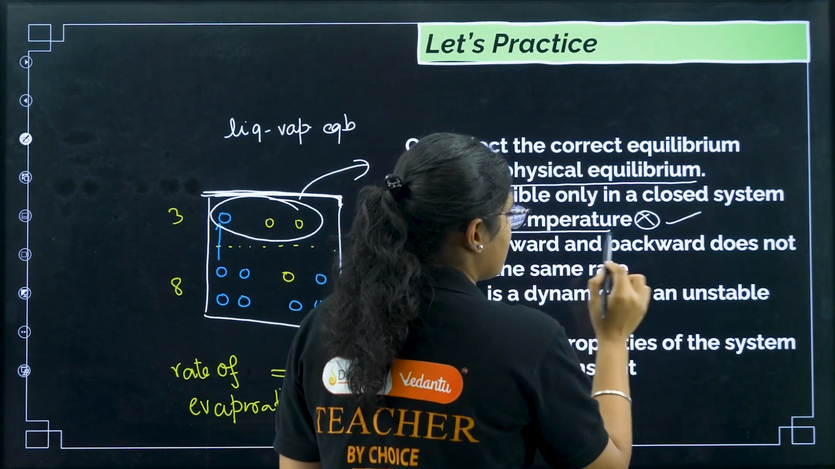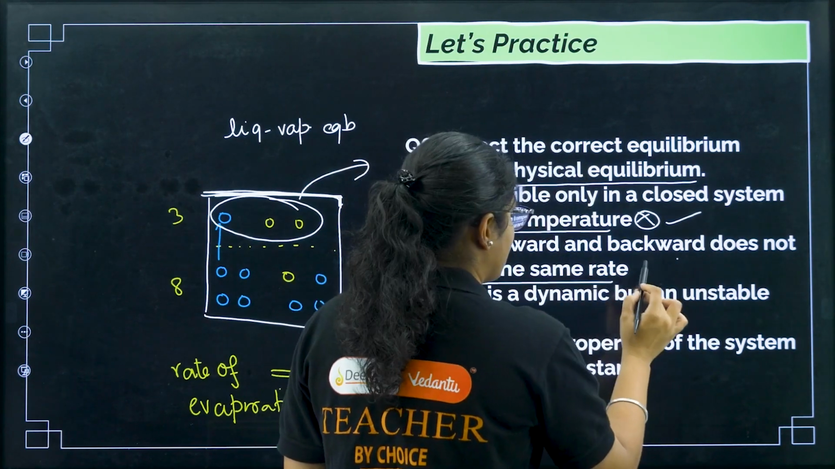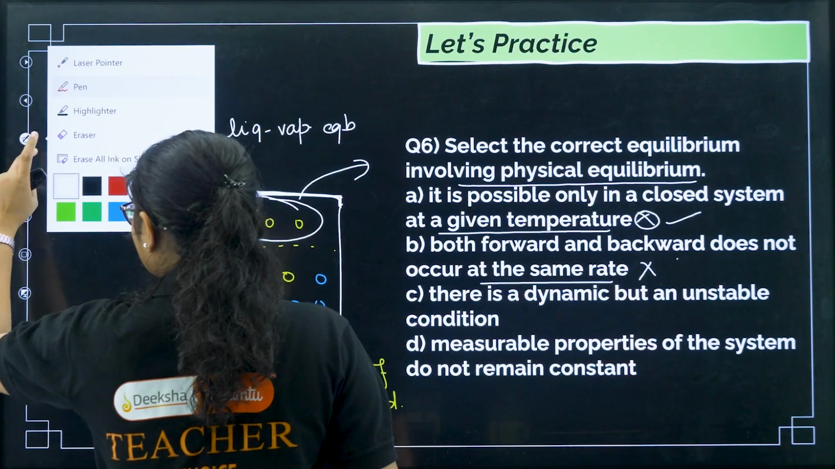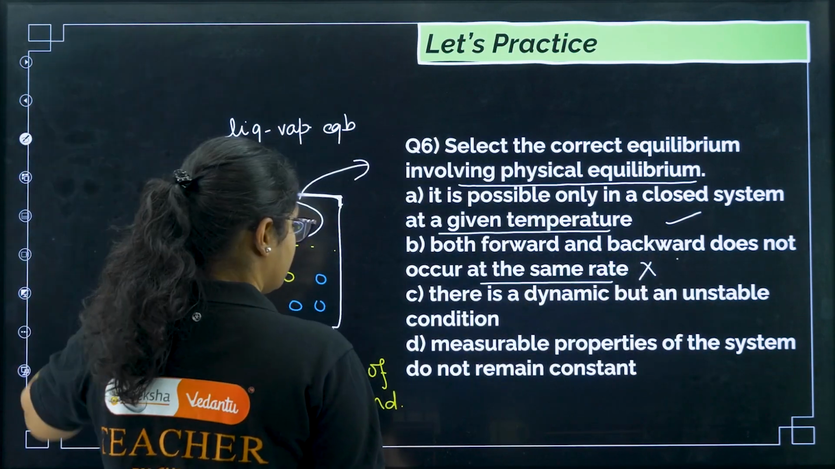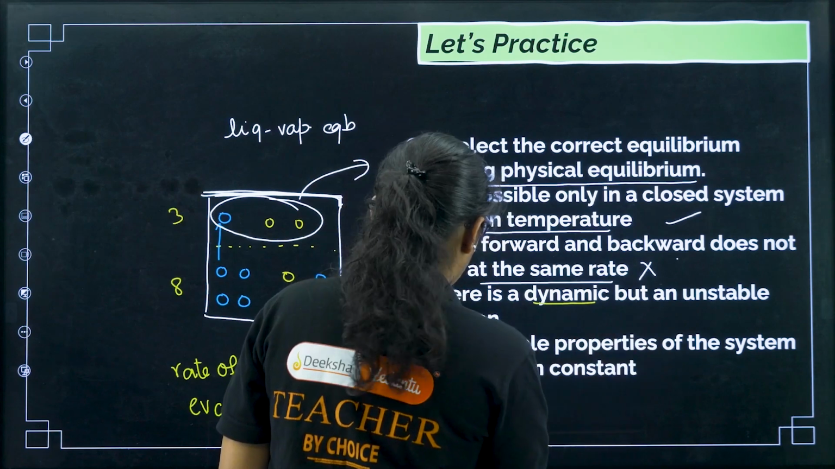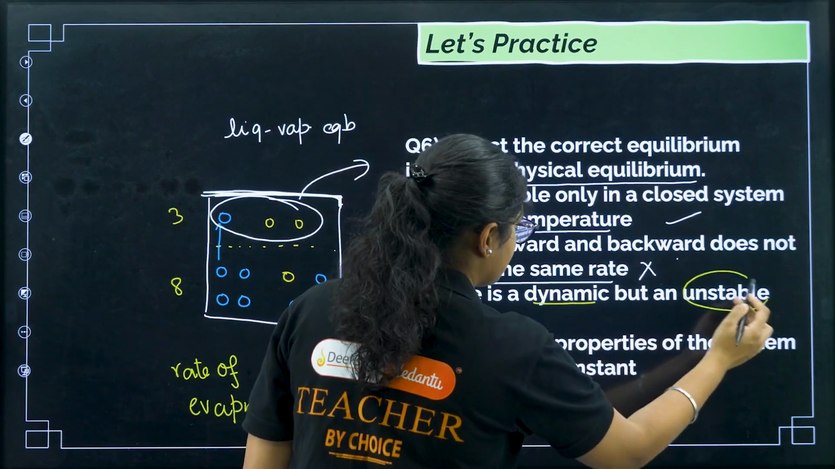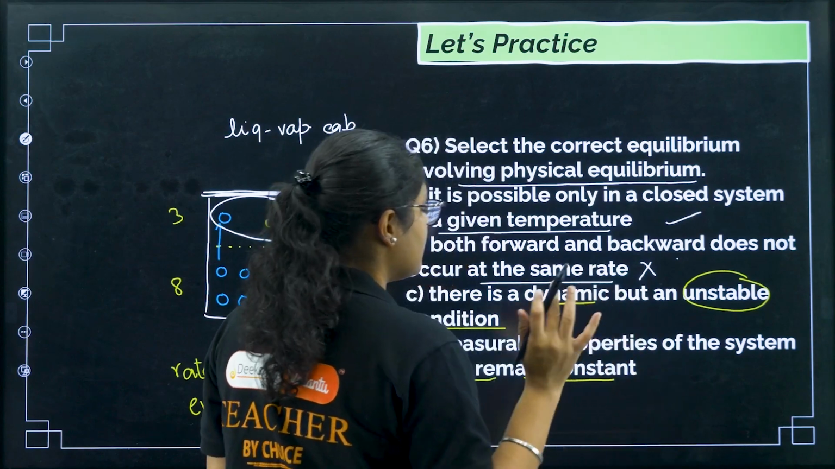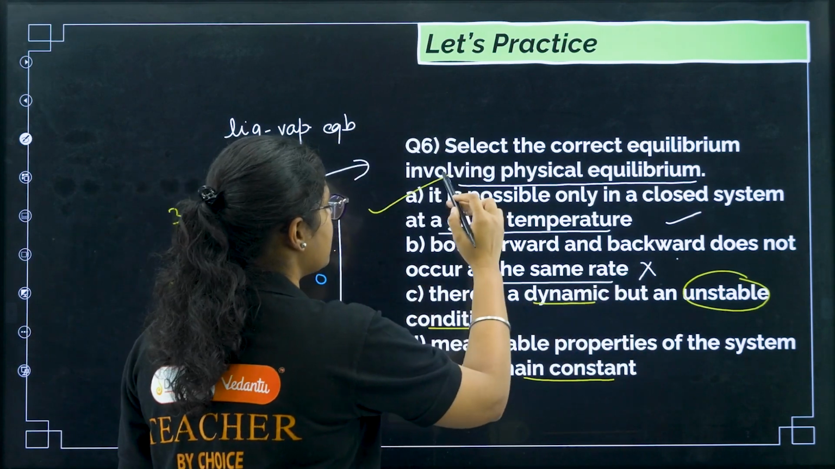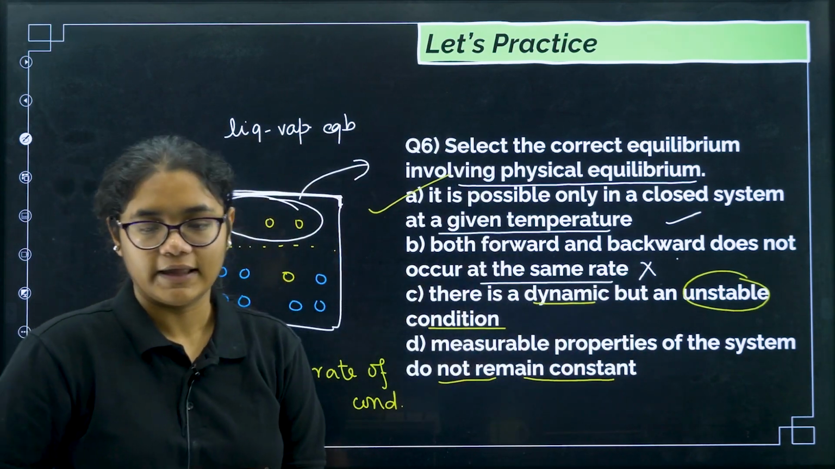Next, both forward and backward does not occur at the same rate. No, I told you for the equilibrium to be attained, both the opposite processes should be at the same rate. Next, there is a dynamic but an unstable condition. No, it is a stable condition. Measurable properties of the system do not remain constant. They also remain constant. So the correct statement is option number A here.